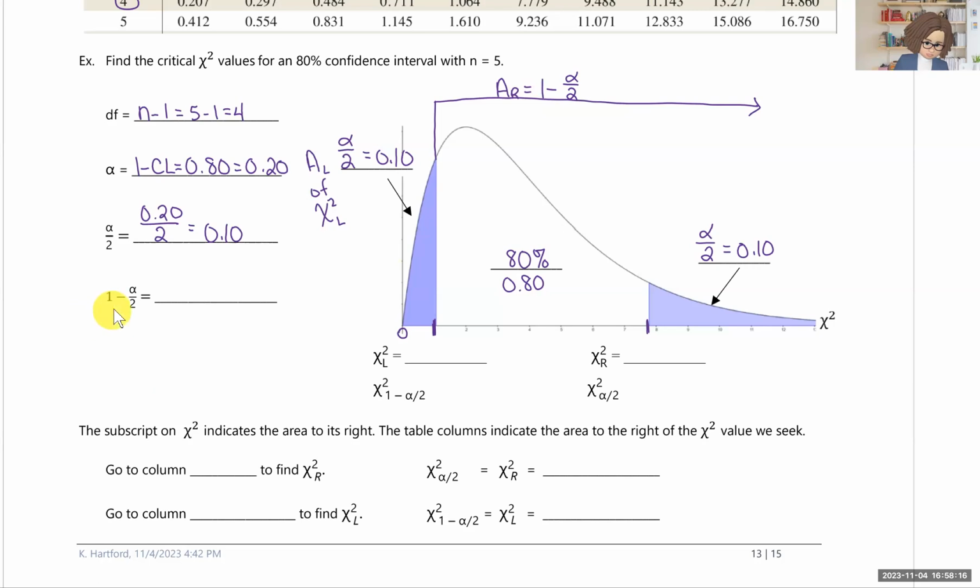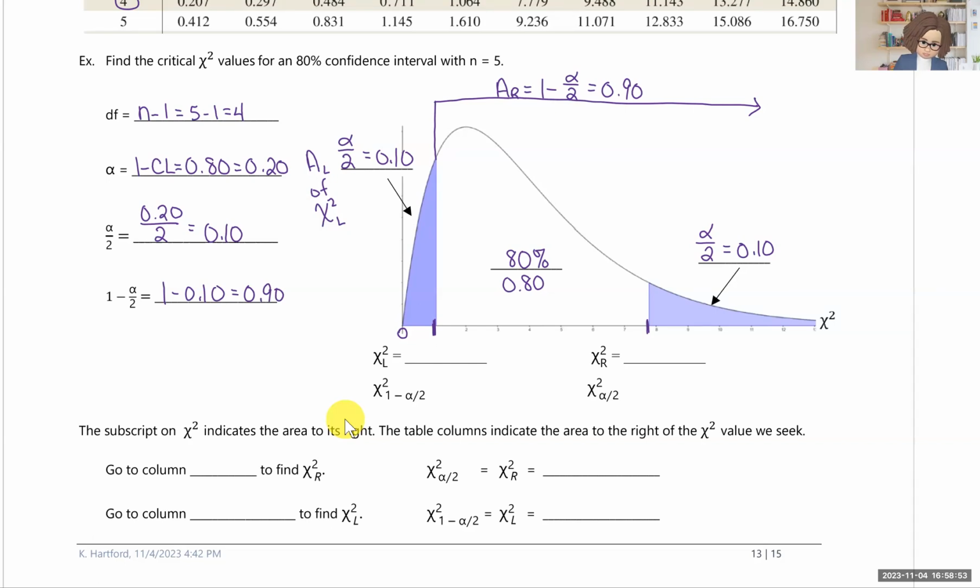Okay, let me just write that answer here then. So 1 minus alpha over 2, that will be 0.90. All right, so chi-square, 1 minus alpha over 2, subscript is because the area to the right of it is 1 minus alpha over 2. That notation gets a little bit annoying, so we can just call this number the chi-square value on the left. All right, you guys, so that is the setup.